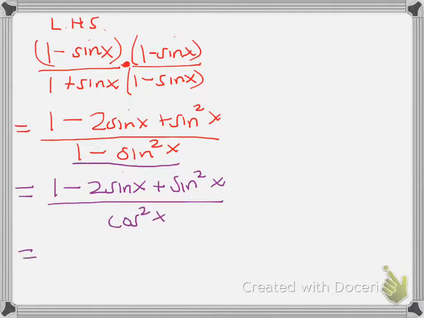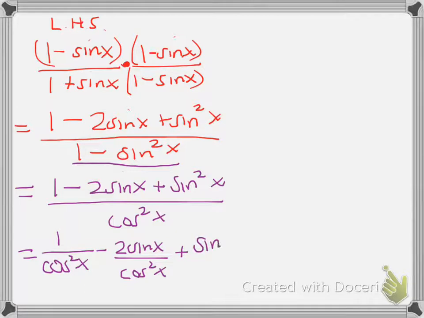And now what we can do is break up that numerator. So we can do this. So this is legal algebra. It becomes 1 over cosine squared x minus 2 sine x over cosine squared x plus sine squared x over cosine squared x. All right, change that color again so we keep going.